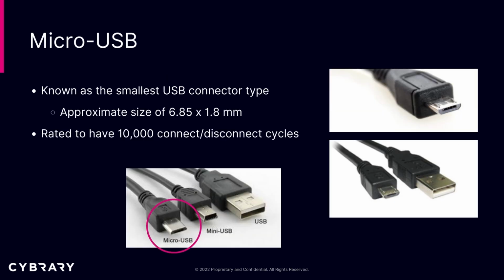Now, earlier in the USB history, we had different types of USB connectors. And these were smaller in size at that time to fit into the devices that we needed at that time. The first we're going to look at is the micro USB. This one was known as the smallest USB connector type. The approximate size was 6.85 by 1.8 millimeters. This was rated to have over 10,000 connect disconnect cycles.